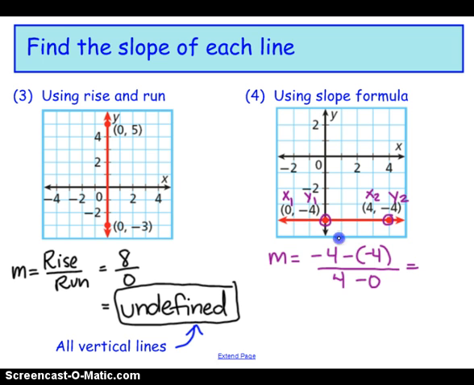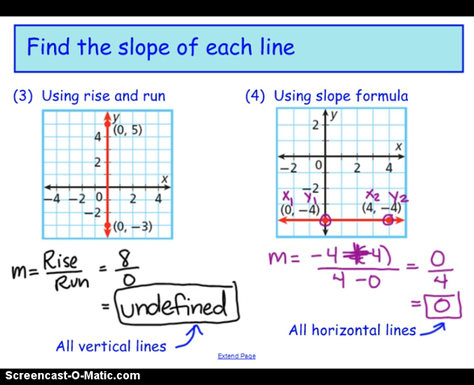So on top, I have a negative negative, so that makes a plus. So negative 4 plus positive 4 gives me a 0. And then on the bottom, I have 4 minus 0. Now 0 over 4 you can do, unlike when 0 is on the bottom. When you divide 0 by anything, the answer is just 0. So we would say the slope of this horizontal line is 0. And like with vertical lines, the slope of a horizontal line is the same all the time. It's always 0. Vertical lines are always undefined.